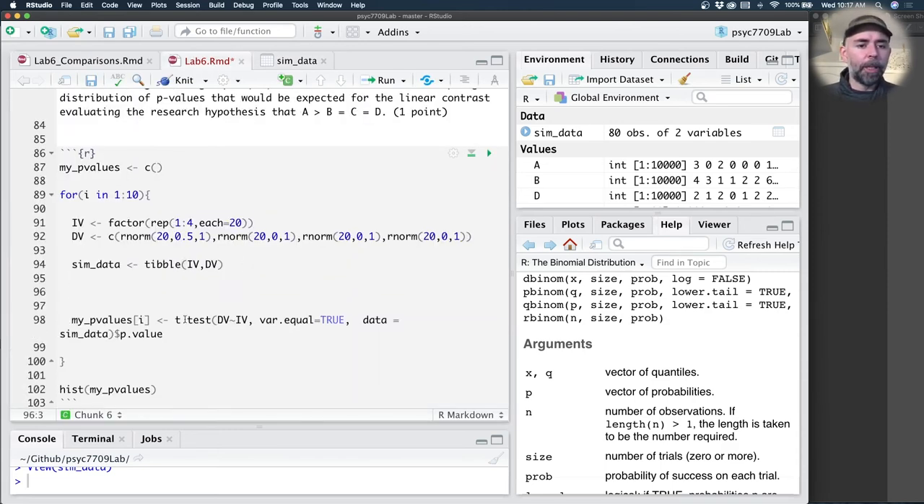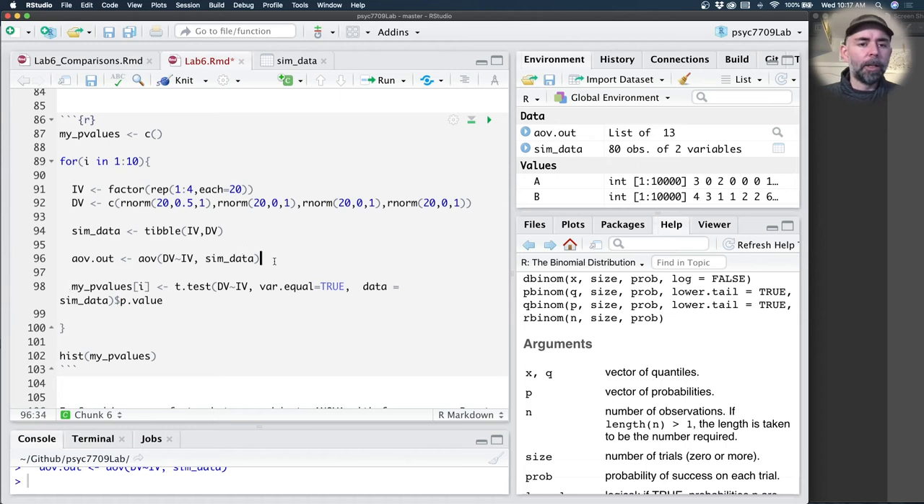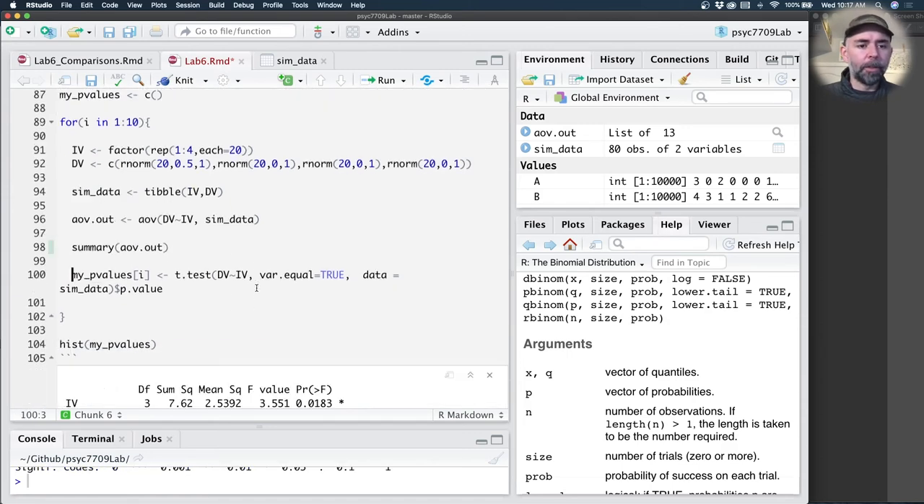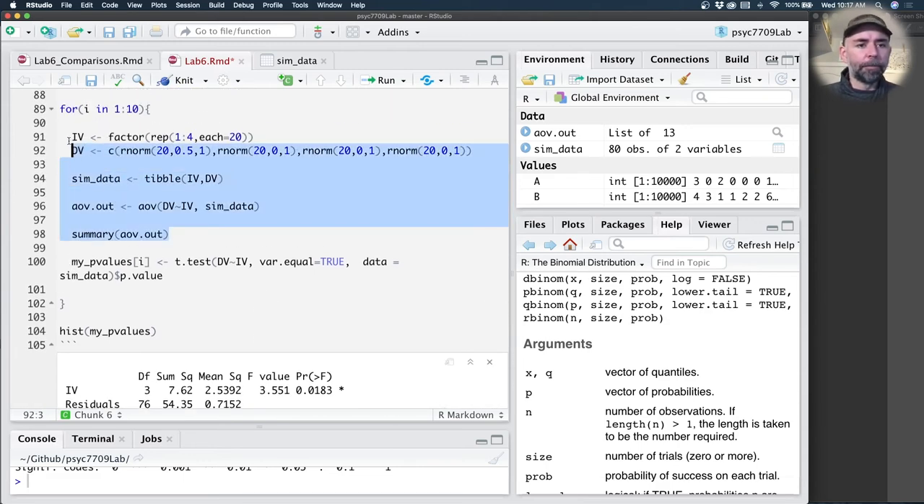I'm going to page down a bit here. I'm going to start building my ANOVA because I know I need to go and I think just like this. I'm going to call this AOV.out. And I know I could go like this to look at the ANOVA. So I'm just building some things as sanity checks while I do this. All right, so really quickly here, I made some simulated data for the situation and I ran an ANOVA.